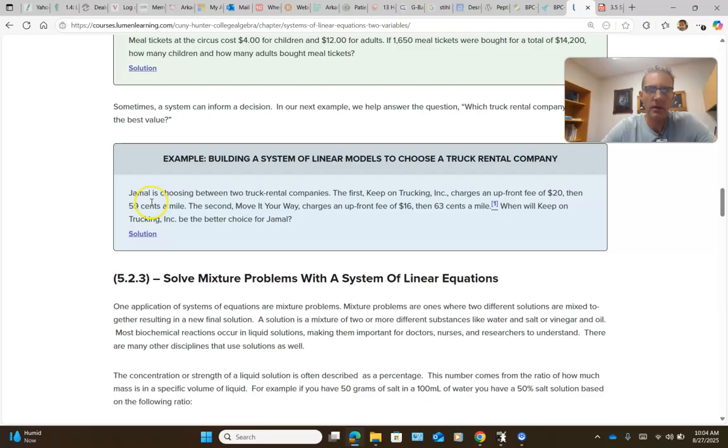It says here, Jamal is choosing between 2 truck rentals. Alright, sorry about that, guys. Yes, it says Jamal is choosing between 2 truck rental companies.